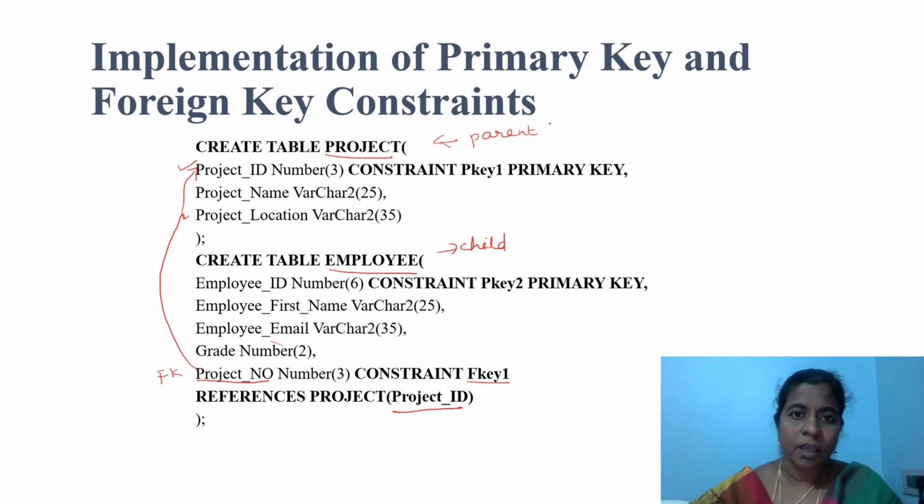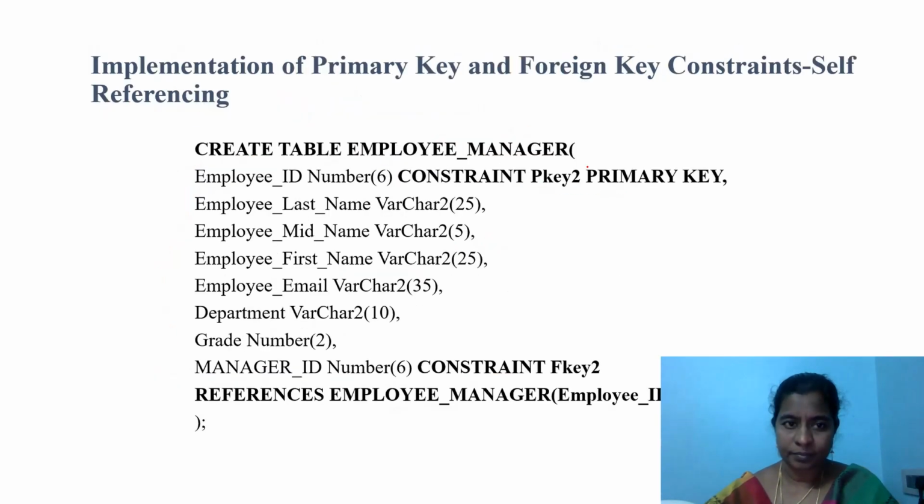Also you remember that the attribute which is referenced by the foreign key in another table must be a primary key. So here we have defined that as primary key, right? And implementation of primary key and foreign key constraint, self-referencing. This is within the same table itself, it is referencing. So this is called self-referential integrity constraint.